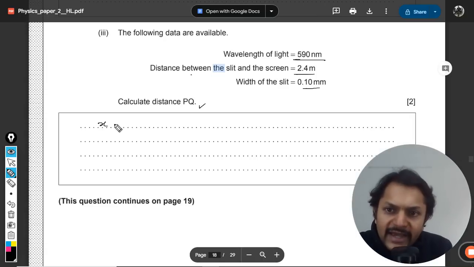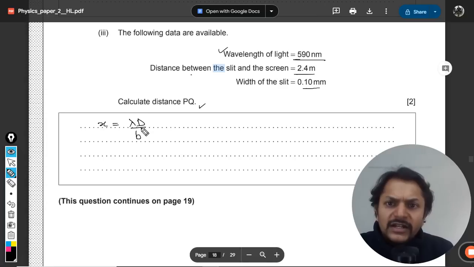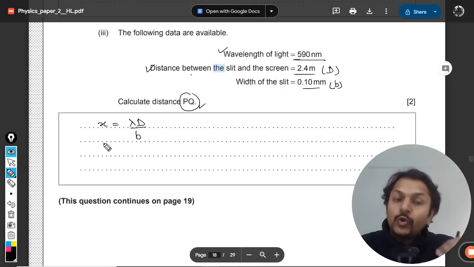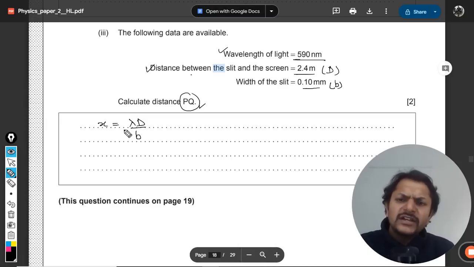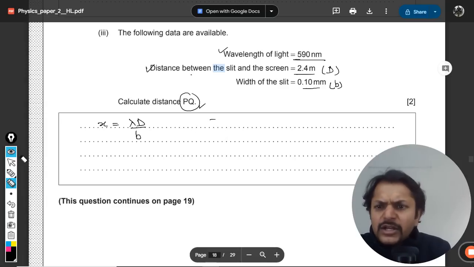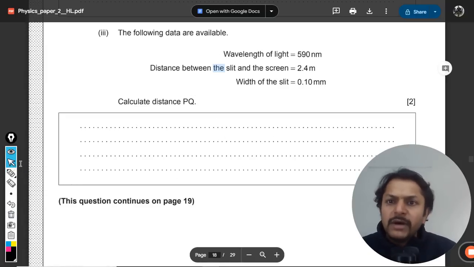So the formula for x is lambda capital D divided by b in the case of diffraction, where lambda is the wavelength, capital D is the distance between the slit and the screen, and the width is written as b. So we would be using this, and this is x. But you want to find the distance between P and Q. It means the actual width of the central fringe, which is double of x. So you would be multiplying by 2 here. Anyway, let us first find this. So wavelength will be 590. We can skip the calculation part. So your answer for this will be 2x. And let us see the mark scheme.